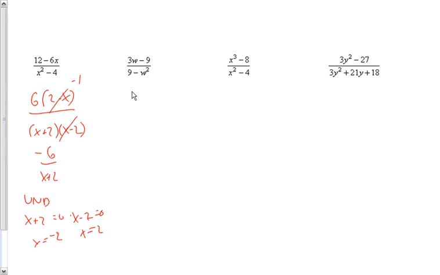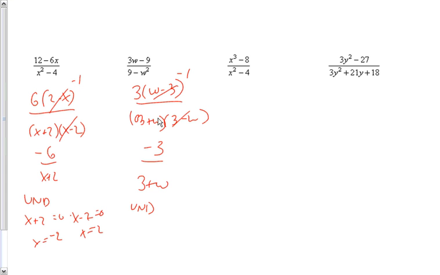If I have this one right here, this is 3 factored out, w minus 3. And then this is a difference of squares again. 3 plus w, 3 minus w. And what do you know? They're off by signs, okay? So that's a negative 1. Negative 3 over 3 plus w. When is this undefined? Again, we set 3 plus w equal to 0, 3 minus w equals 0, and you get w equals negative 3, and w equals 3, right?